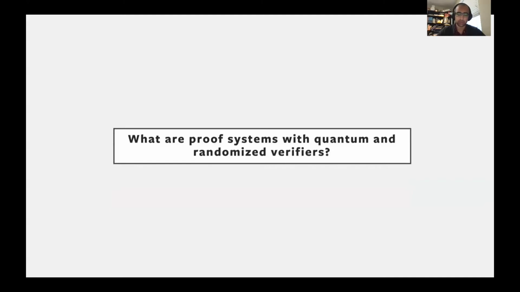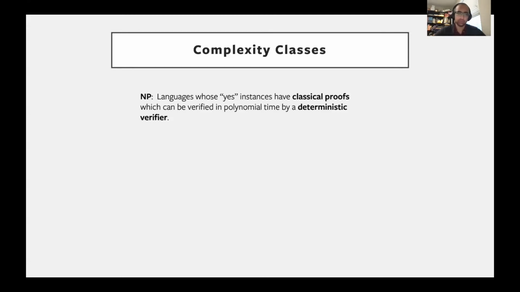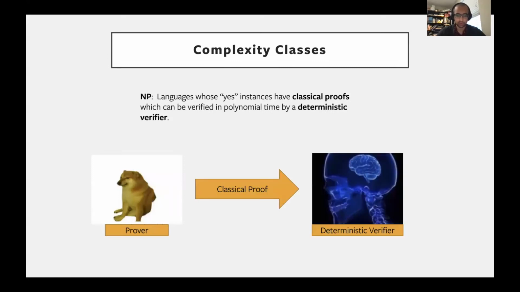Cool. The other part of the title was proof systems with quantum and randomized verifiers. So what are those? Well, they're complexity classes. You're all probably familiar with NP, which is those languages whose yes instances have classical proofs, which can be verified in polynomial time by a deterministic verifier. And by classical proof here, I just mean like a bit string. So we have a prover, and the prover sends a proof to the deterministic verifier, and the verifier processes the input and the proof together and returns 0 or 1. And so you should think of this in our language as a proof system with a deterministic verifier.